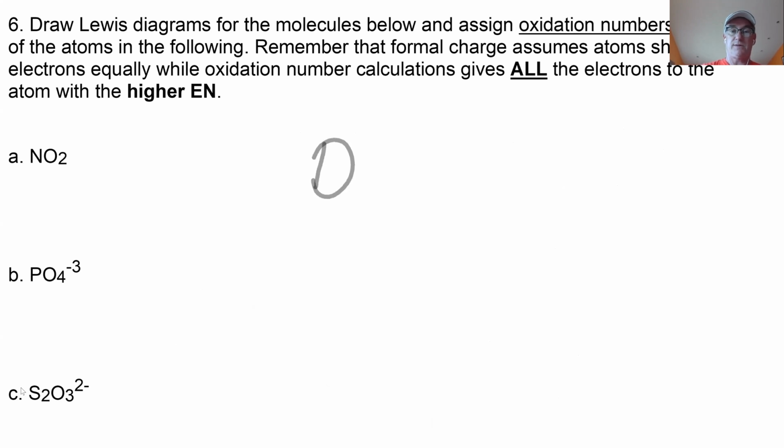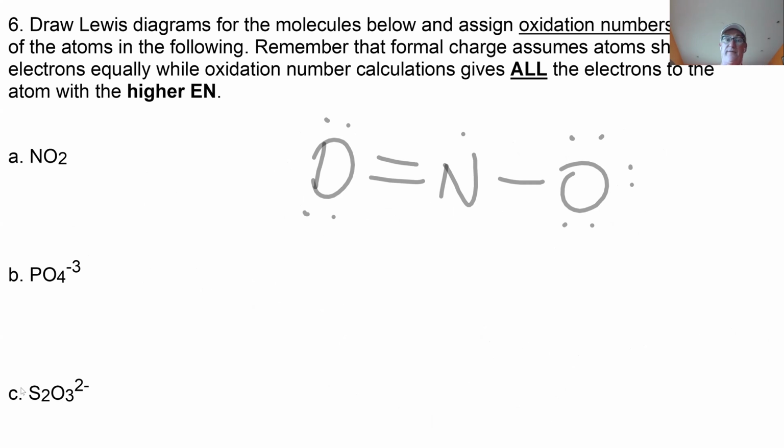I've got my oxygen, my nitrogen, my other oxygen, 1, 2, 3, 4. Now this time, I'm going to figure out what the oxidation numbers are. This gives us an idea of how those electrons are actually being shared in the molecule. Instead of assuming that they're equally shared, we're going to assume that whoever has the highest electronegativity is going to steal more of the electron density. So let's start the same way. We have oxygen 1, oxygen 2, and nitrogen.